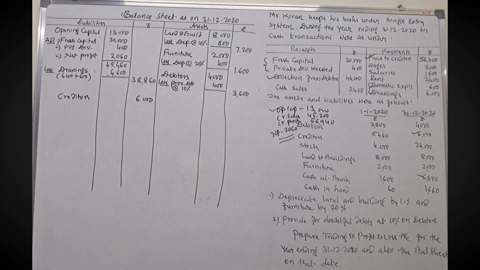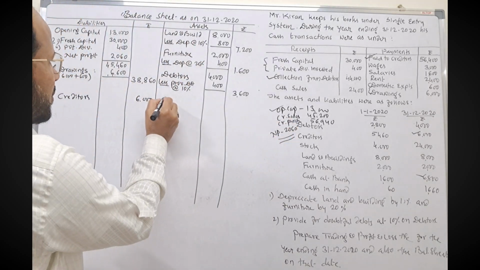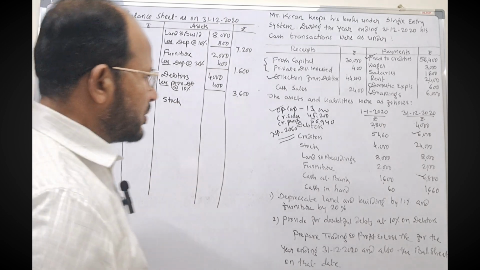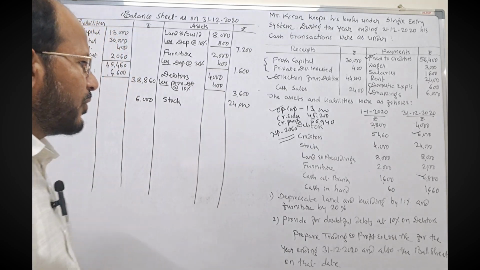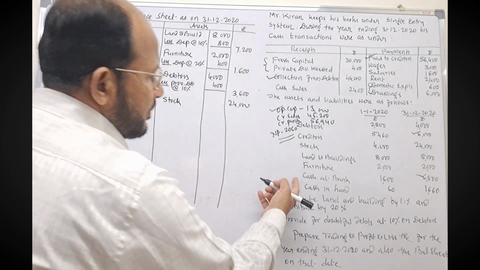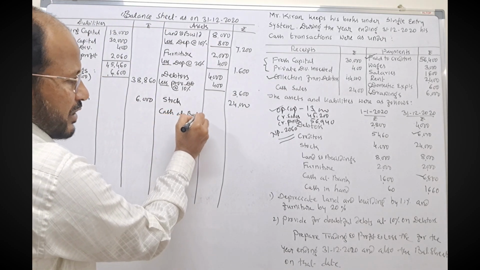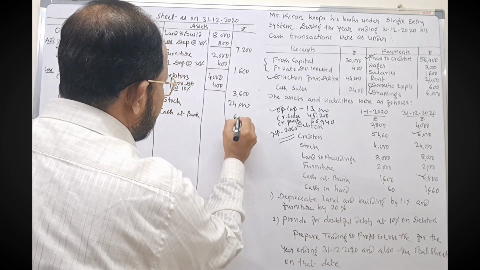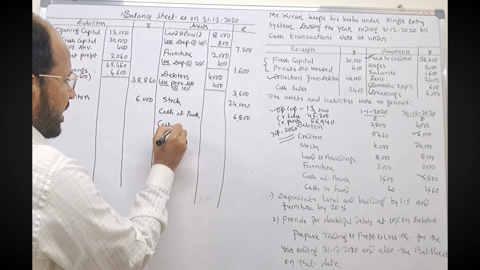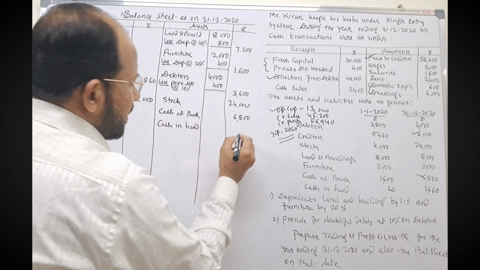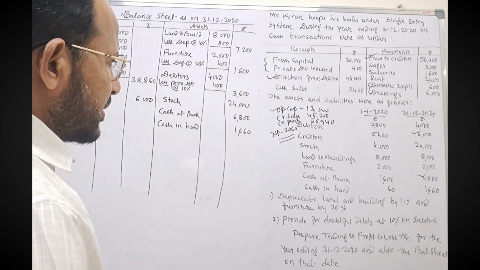After this, you show other assets. Debtors is over. Stock is there. You show stock. Closing value of stock, the closing stock, rupees 24,000. Next one is cash at bank. What is the amount? Cash at bank 6,800, closing balance. Next one is cash in hand, rupees 1660. What else? Nothing is there.